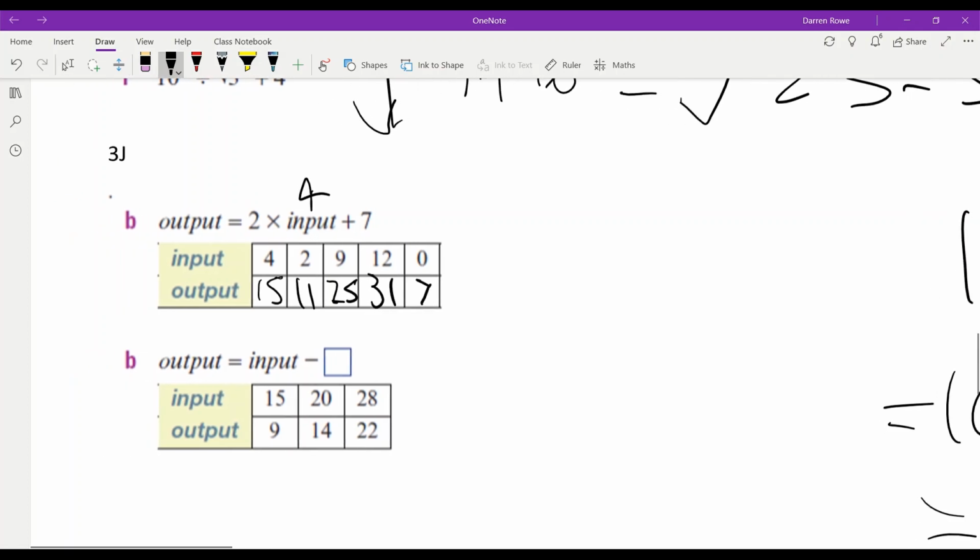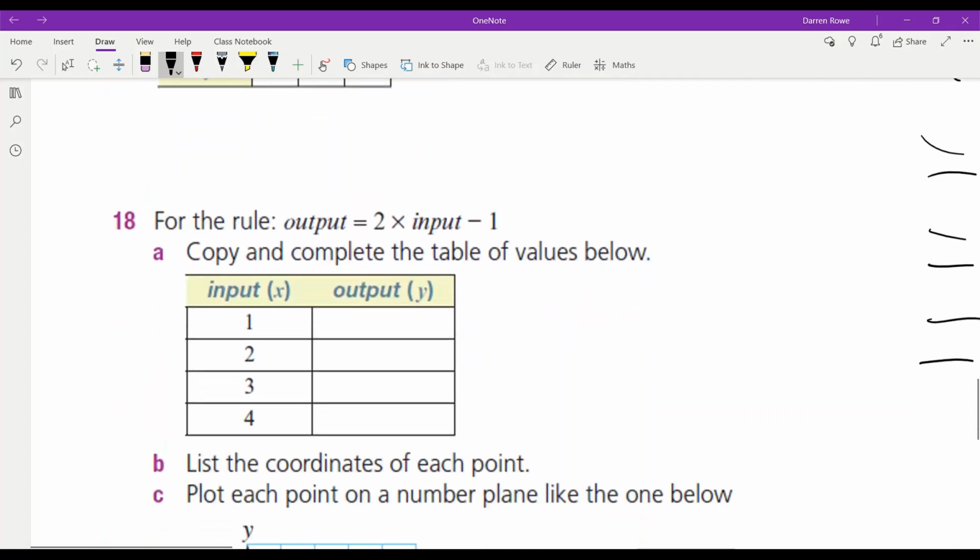And here it says output equals input minus what? So output equals this minus something. So what do you have to minus off 15 to get to 9? 6. What do you have to minus 20 to get to 14? 6. What do you have to minus 28 by to get to 22? 6. So the answer is clearly 6.